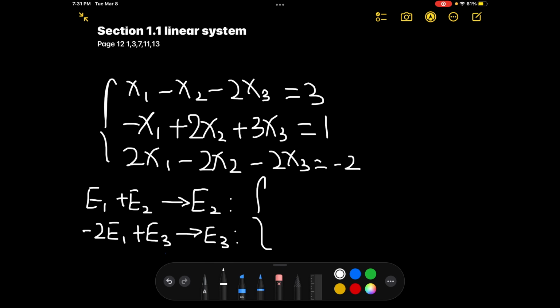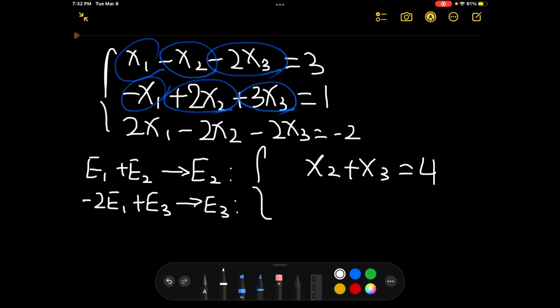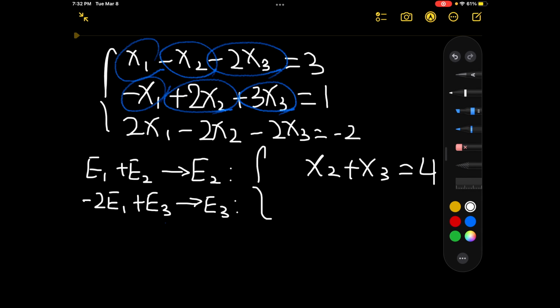We have equation 1 plus equation 2, so these two cancel out and we're left with 0. Then 2x2 minus x2 is 1x2, and 3x3 minus 2x3 leaves 1x3, so plus x3, and 1 plus 3 equals 4. For the second one, let's find negative 2 times equation 1, so negative 2x1.